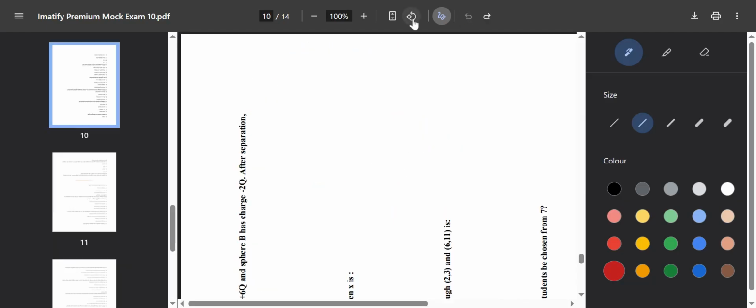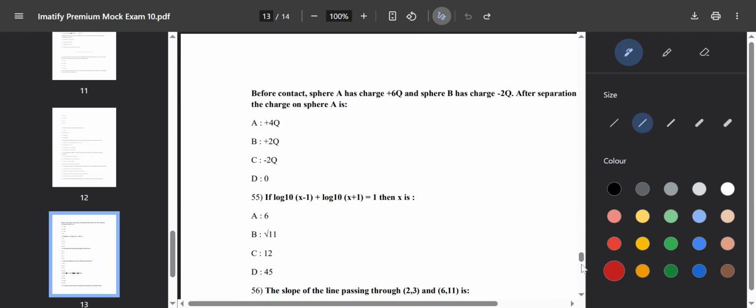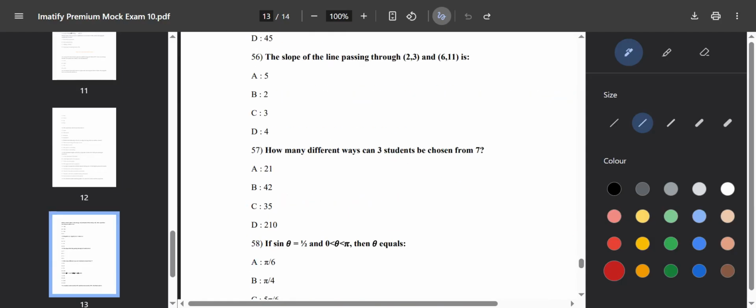So the next question is about how many different ways 3 students can be chosen from 7. So it belongs to combinations, like combinatorics. The formula that we will use here is nCr equals n factorial divided by r factorial times (n minus r) factorial. You guys know what this implies.